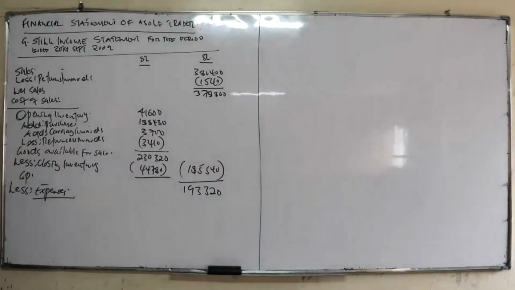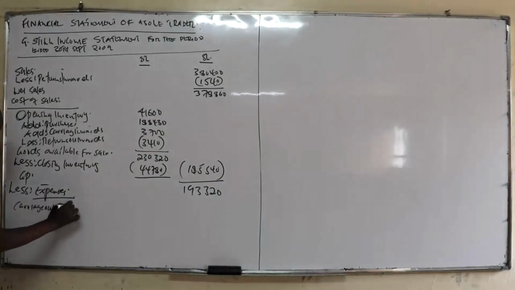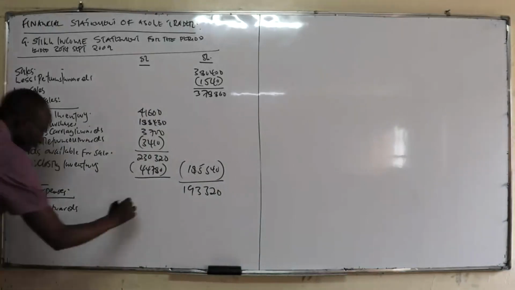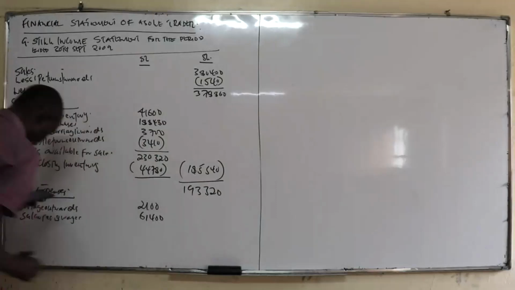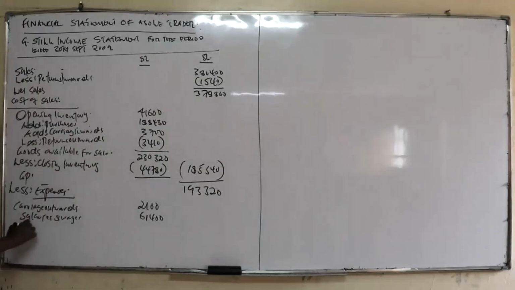So in this we have carriage outwards. You start from the first one there. You have carriage outwards, which is 2,100. Can you see it? Yes. We also have salaries and wages, which is 61,400. We have warehouse rent, which is 3,700.